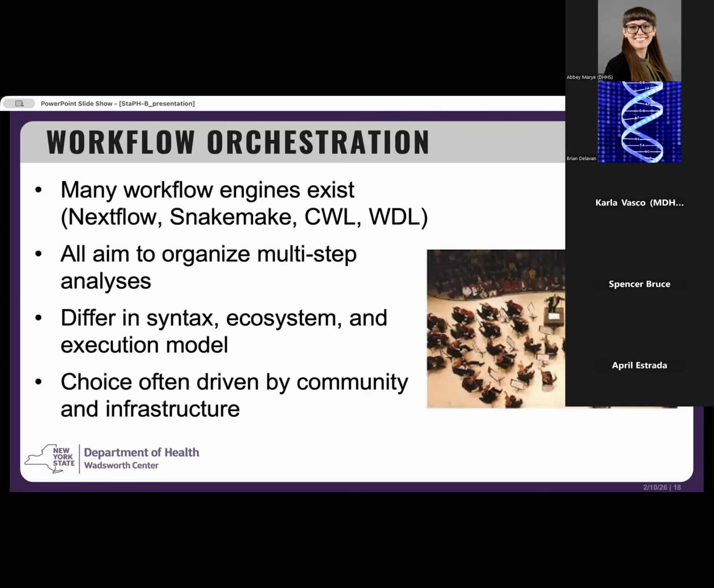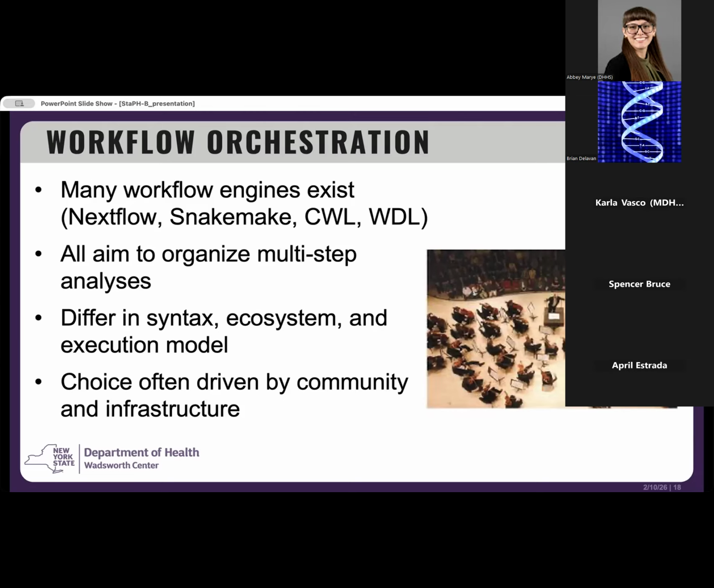So believe it or not, you can really think of workflow orchestration like an orchestra, right? In this metaphor, each bioinformatics tool is like an individual musician. Each one is very good at a specific task, aligning reads, calling variants, etc. But on its own, it doesn't produce the final result. The analysis itself is the performance, right?